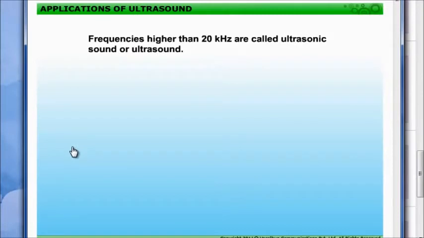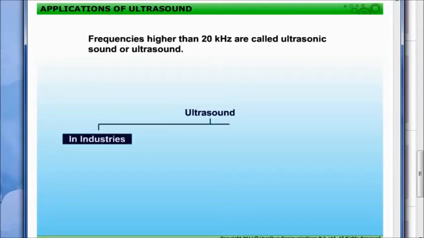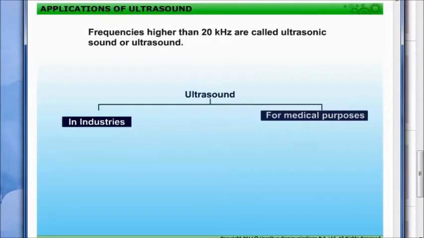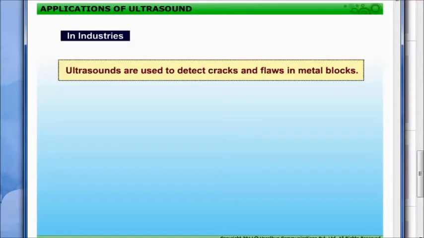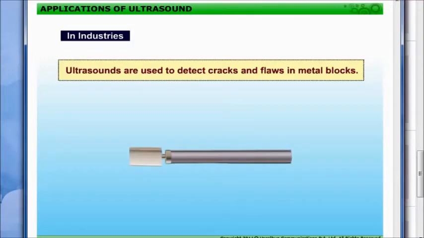Frequencies higher than 20 kHz are called ultrasonic sound or ultrasound. Ultrasounds are used extensively in industries and for medical purposes. In industries, ultrasounds are used to detect cracks and flaws in metal blocks.